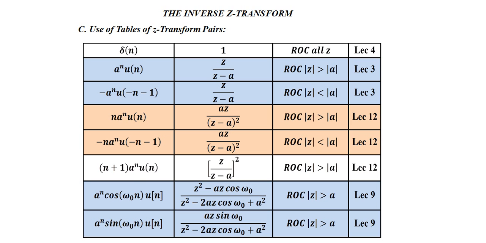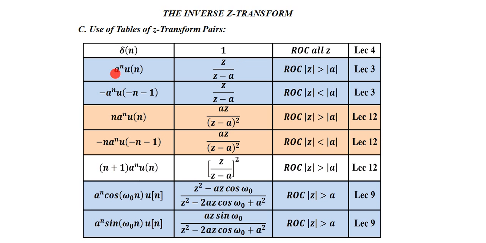Here you can see that the first one is delta of n, a signal in the time domain, and its transform is 1. The ROC is given in the third column. For delta of n, the transform is 1, and the ROC is the entire plane. A detailed explanation is given in lecture 4. You need to remember this result, then only you can find the inverse transform.